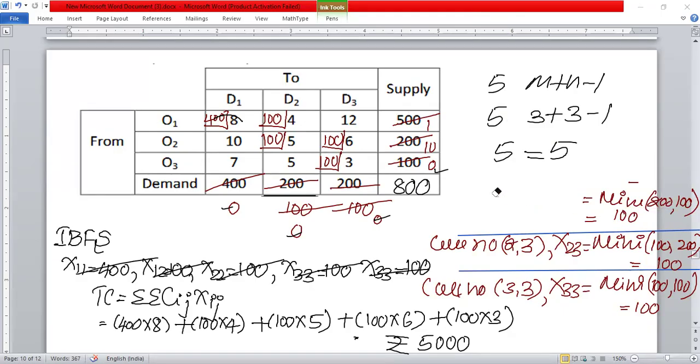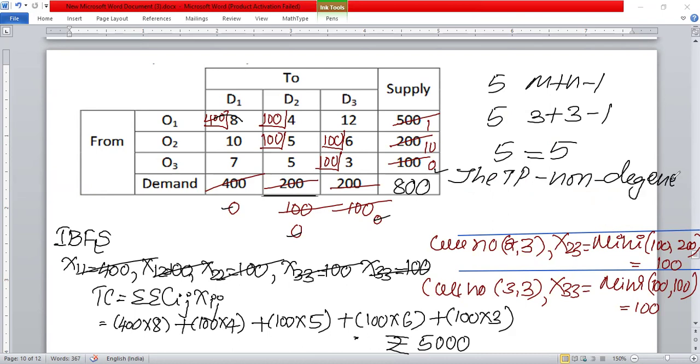The final comment is the above TP is non-degenerate. The TP is a non-degenerate solution. Only two things are there: one is called degenerate, and the other non-degenerate. Guys, hope you understand the second problem.